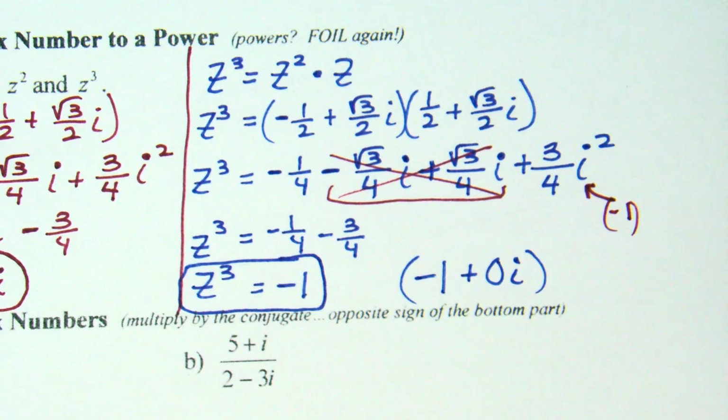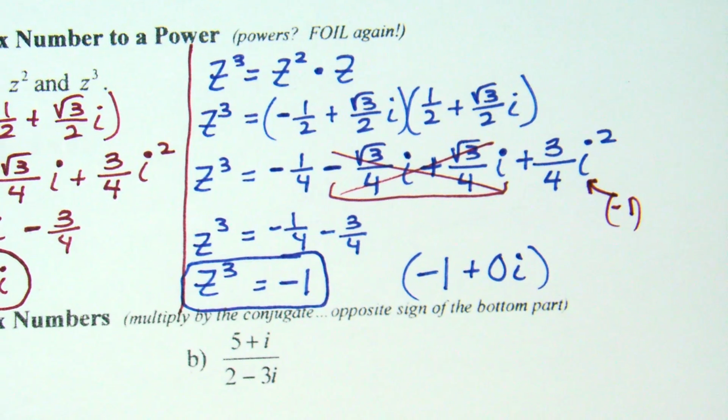Ready for the next section then? Okay. We have added and subtracted. We have multiplied. We've raised to powers. Now it's time to, quote, divide. Not going to be a whole lot of dividing here, but. So 2 divided by 3 minus i.